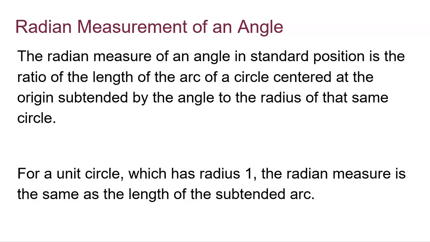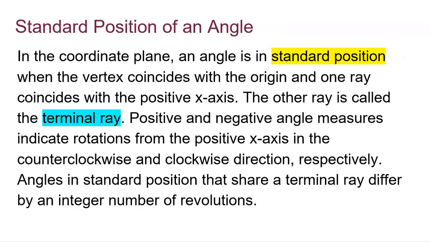What? Yeah, very confusing definition with lots of big words that maybe we don't understand yet. So let's try to really break this down so you can easily understand what a radian measurement is. The first part says the radian measure of an angle is in standard position. To measure an angle in radians, we first absolutely positively must be in what we call standard position. So let's talk about what standard position is.